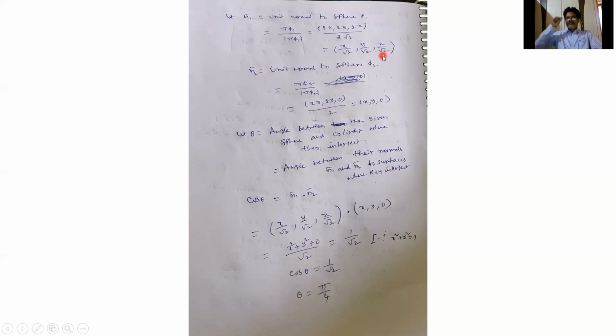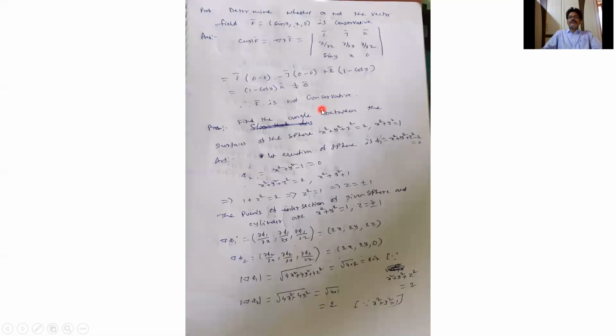We know the formula is ∇φ by |∇φ|. You get (2x, 2y, 2z) / 2√2, so x/√2, y/√2, z/√2. And similarly, n₂ is the unit normal to φ₂, that is ∇φ₂ / |∇φ₂|. You know what ∇φ₂ is?